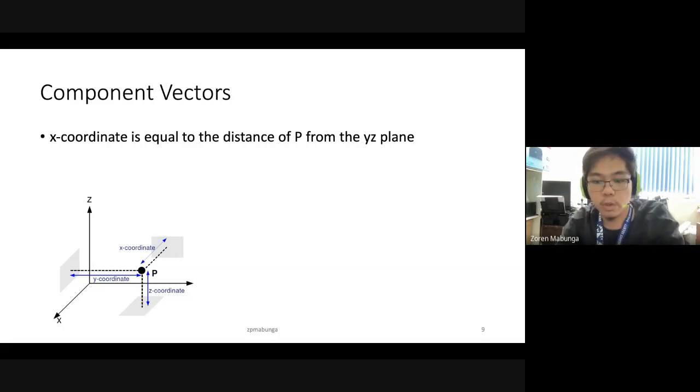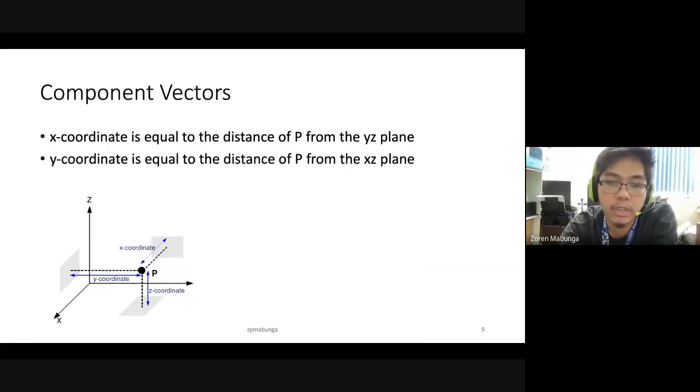Okay. So the y-coordinate is equal to the distance of p from the xz plane. So where is the xz plane? The xz plane is this one.